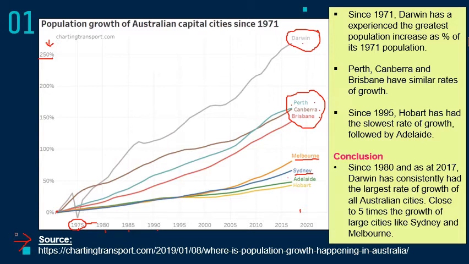Since 1995, Darwin has had the slowest rate of growth. So the lower the percentage means that the population of that city isn't growing as quick as some of these other cities. And I can see Hobart here is the yellow one. So since about 1995, when they're all connected, suddenly it just started to drop off and go along here, and it's tracking along the bottom. And then it's followed by Adelaide. Adelaide is the second slowest growing city, according to this data.